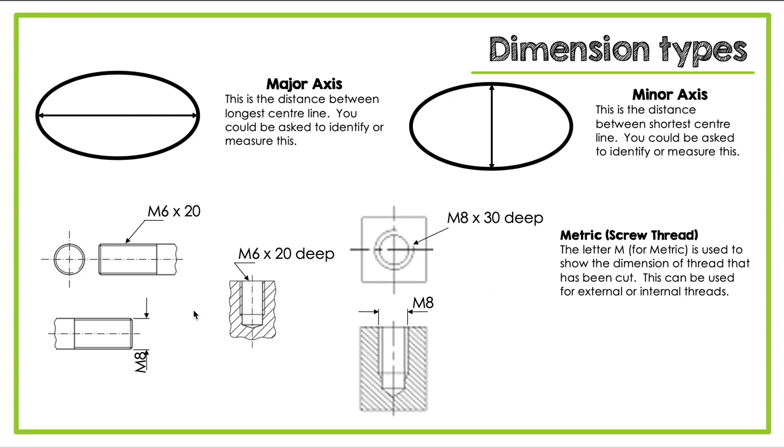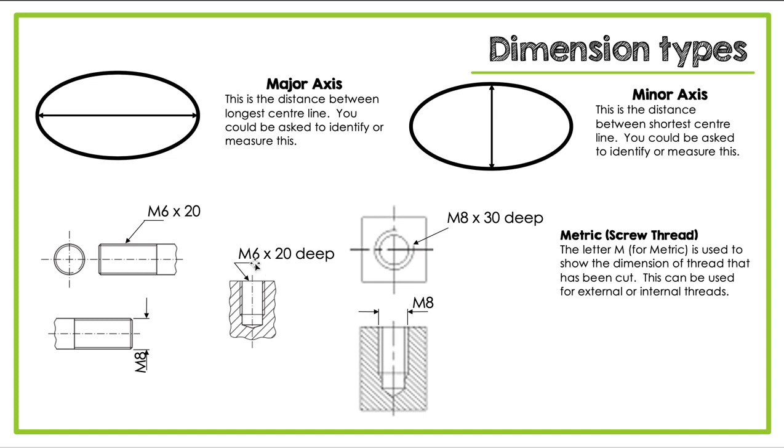Last but not least, we were introduced to threads, like screw threads and metrics. So in the last slides, the last dimension that you will need to know is how to read metric screw threads. The M is for metric, and it's used to show the dimension of the thread that has been cut, and this can be used for both external and internal threads.